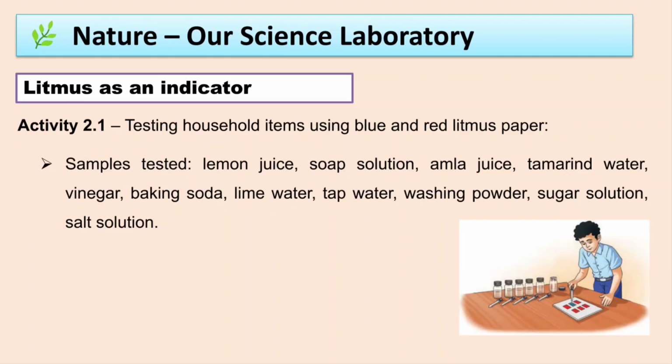And what was our result? We grouped them into three, isn't it? What happens when the blue litmus paper turns red? What happens when the red litmus turns blue? And what happens when there is no color change? So let us revise again. Grouping results: what was the result?